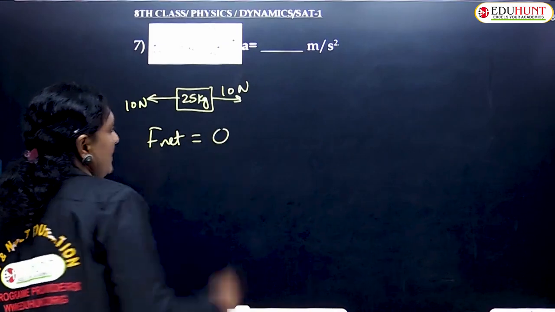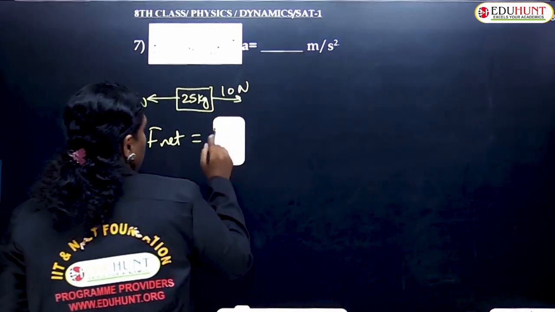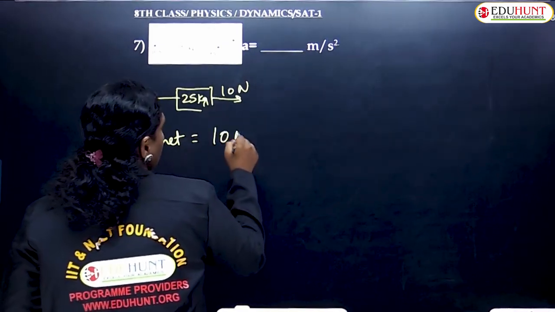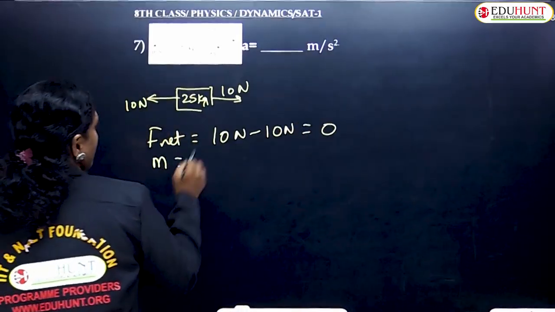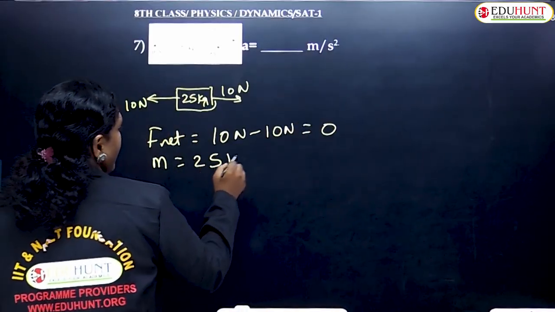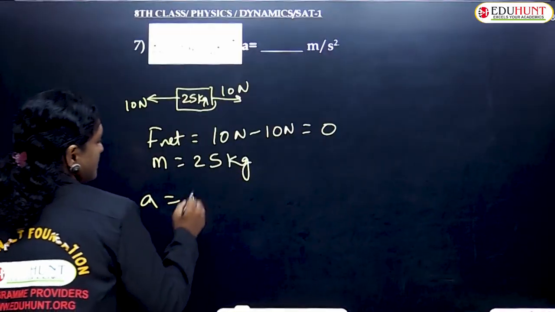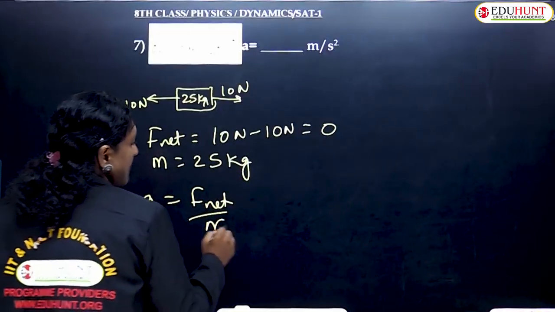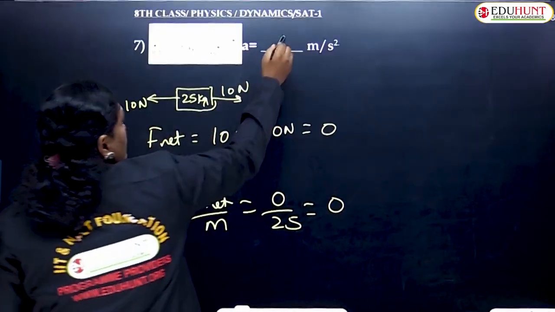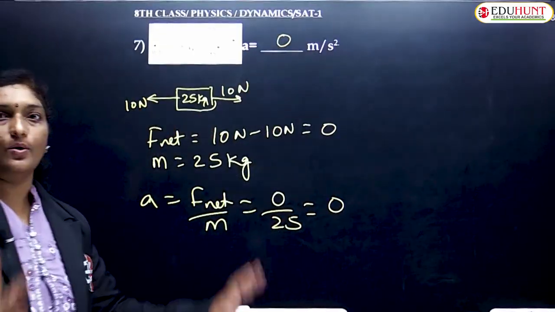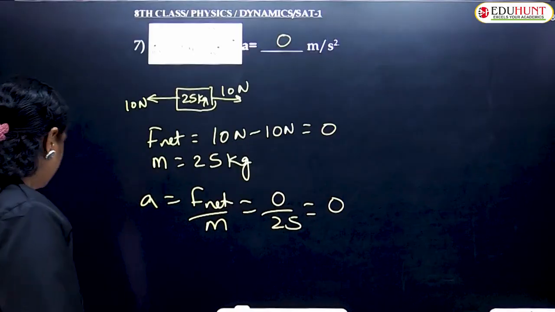The net force acting will be 10 minus 10. Let us write something like this. 10 Newton minus 10 Newton, that is equal to 0. And mass as usual, how much is it given? 25 kg. Hence acceleration is equal to F net by mass, which is nothing but 0 by 25. 0 by anything is 0. Hence no acceleration is produced. The body remains at rest only.